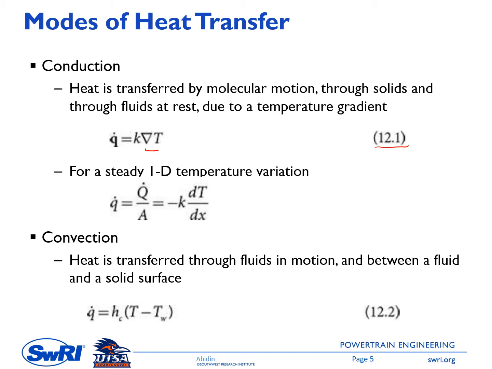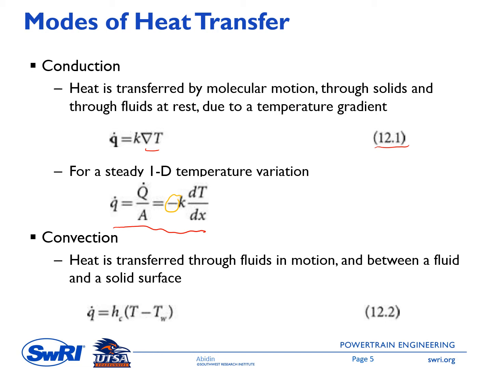For a steady 1D temperature variation, we can formulate equation 12.1 into this equation. Q dot equals Q, a capital letter, the heat transfer, over A, the surface area through which this conduction heat transfer occurs, equals minus k times dT over dx. We have a minus sign here because the temperature gradient, dT over dx.